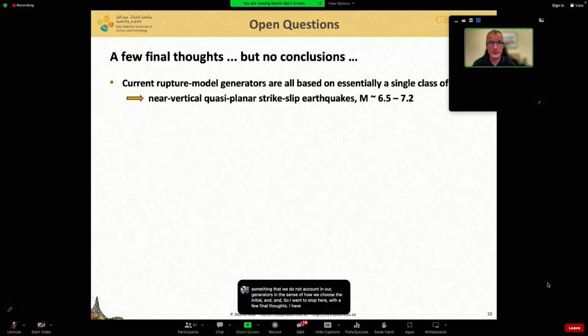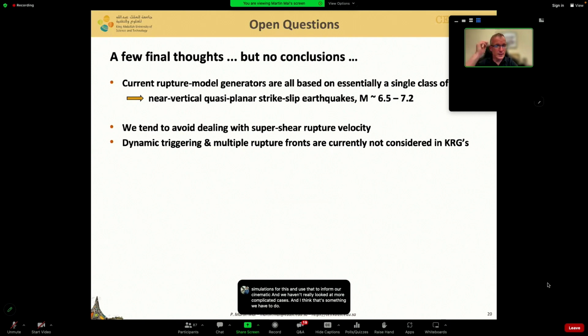I have no conclusions, just a few final thoughts. I hinted that the current rupture model generators that we have are all based on essentially a single class of earthquake simulations, in the sense that we really used only near-vertical quasi-planar strike-slip earthquakes, in a magnitude range 6.5 to 7.2, maybe 7.5. We did dynamic simulations for this and used that to inform our kinematic rupture generators. We haven't really looked at more complicated cases, and I think that's something we have to do.